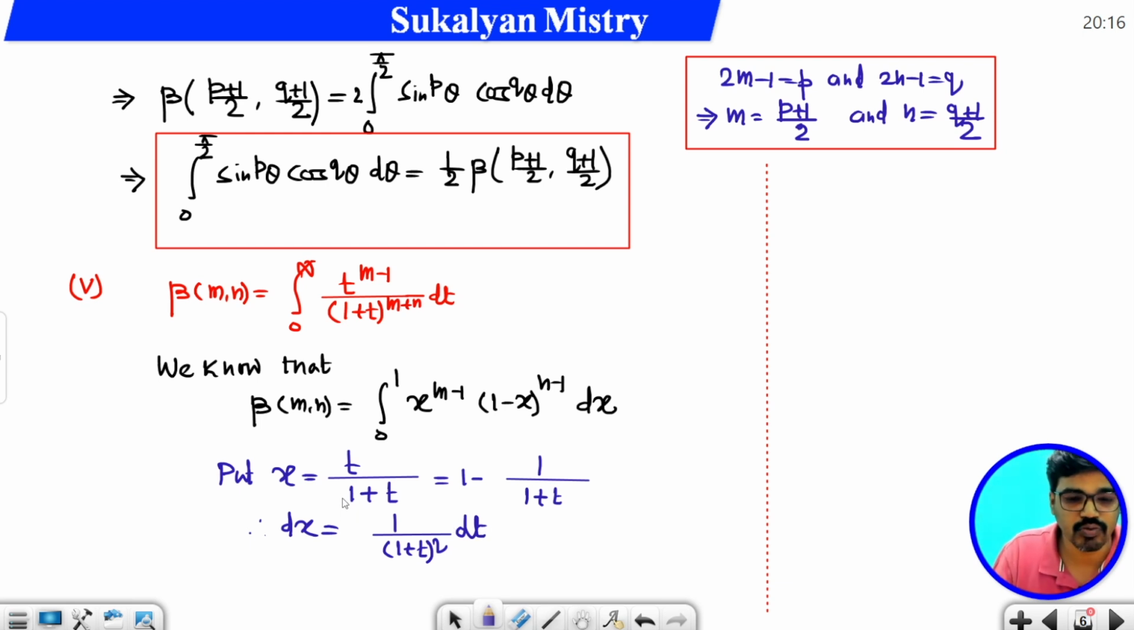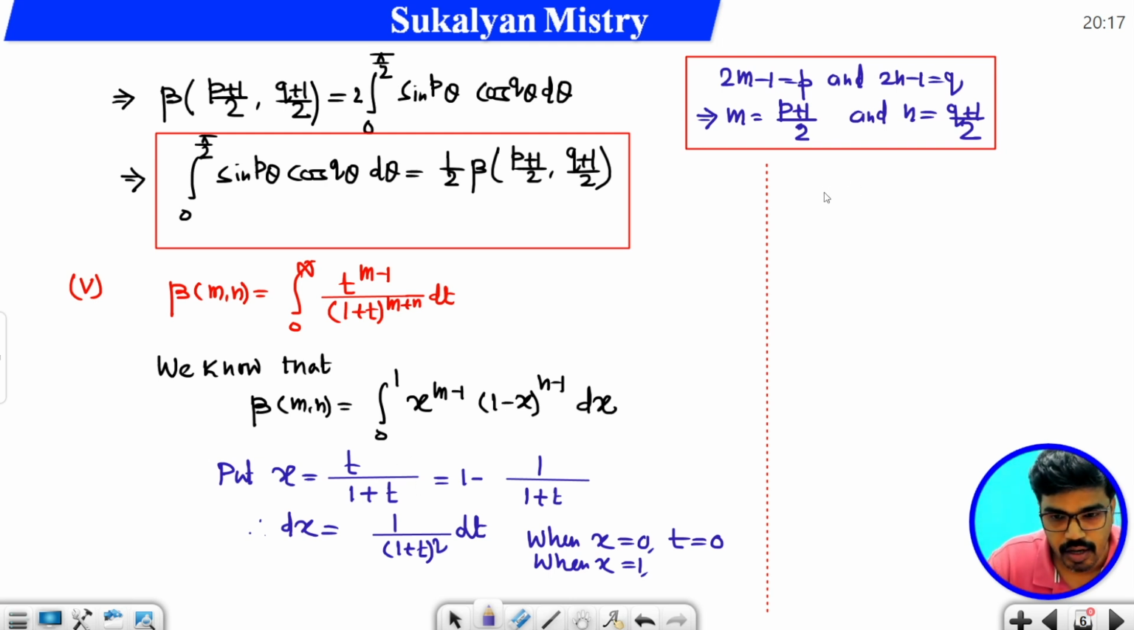So when x is equal to 0, t is equal to 0, and when x is equal to 1, just see, when x is equal to 0, t is equal to 0. And when x is equal to 1, find out the value of t here.